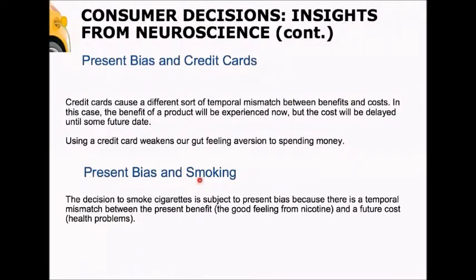What about smoking? Well, smoking, the act of smoking, has a mismatch of temporal costs and benefits. The benefits are right now. You have a good feeling from the nicotine. The cost of future health problems are in the future. So if you're a person that has a stronger present bias, then you're more likely to smoke than a person without a strong present bias.